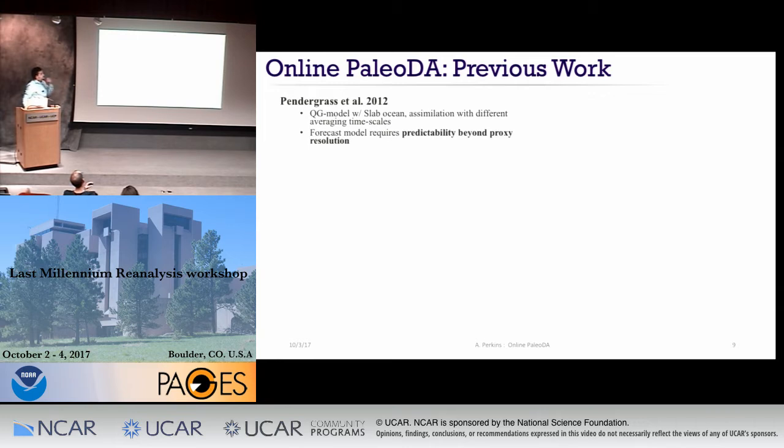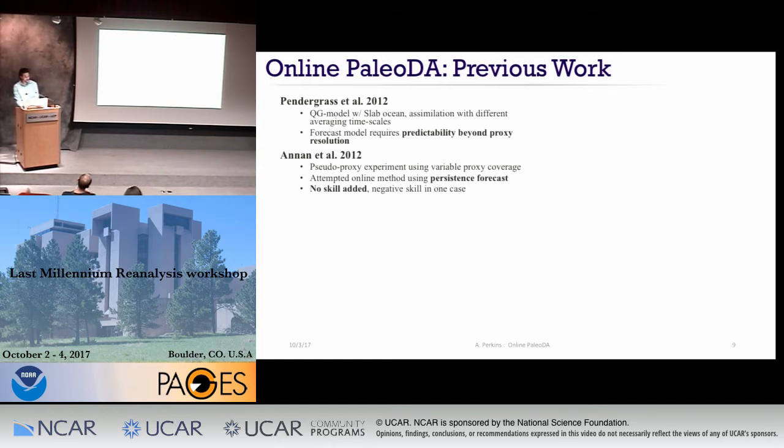That's not to say people haven't tried doing online paleo DA work. Some of the earliest stuff, again, coming out of Greg's group, Angie Pendergrass, who I believe is here at NCAR, was working with a quasi-geostrophic model, slab ocean, did some very simple experiments to see how assimilation worked with different time-averaged proxies. The main result relevant to us is that when we are forecasting and getting useful forecasts, we need predictability beyond the resolution of our observations.